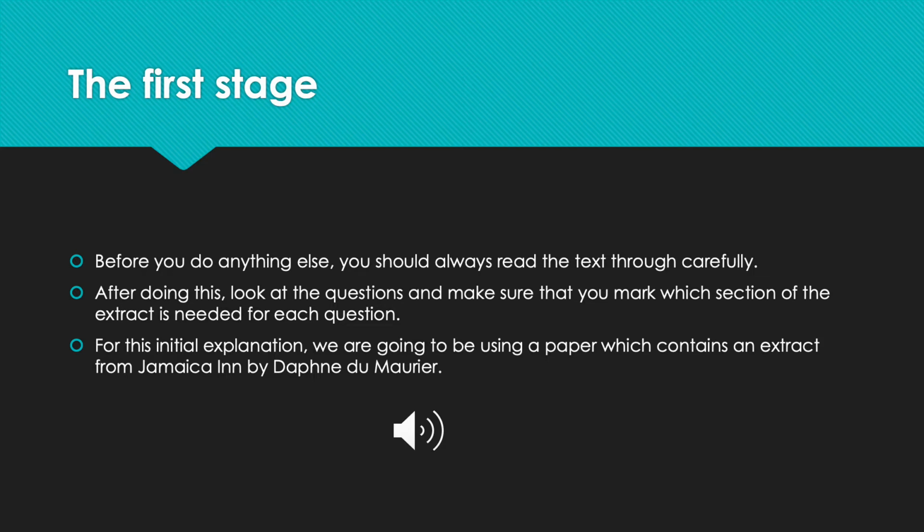I would at this stage mark out the extract, the text that you've got in front of you, and make sure that you know exactly which section of the text is required for each question. Because if you use a bit of information from the wrong part of the text, you will end up losing marks that you don't want to lose. So make sure that you do that next and focus very carefully on making sure that you have the right part of the text for every question.